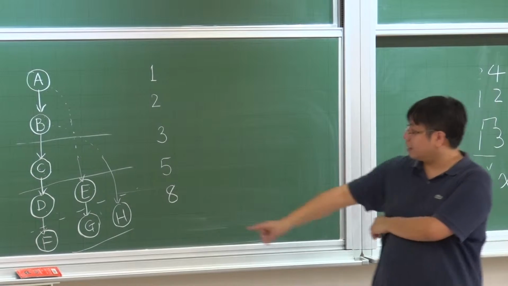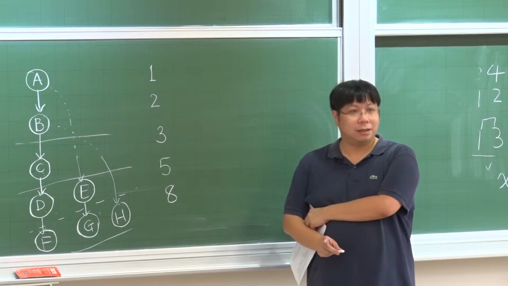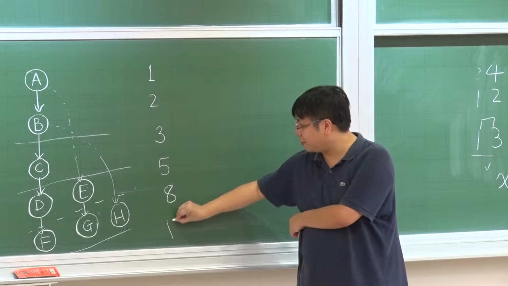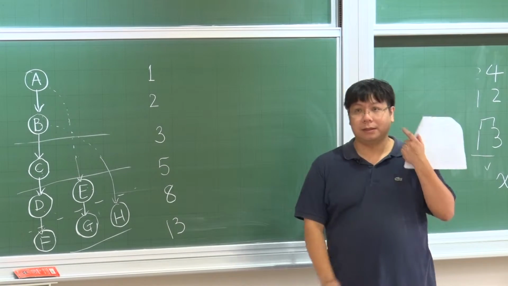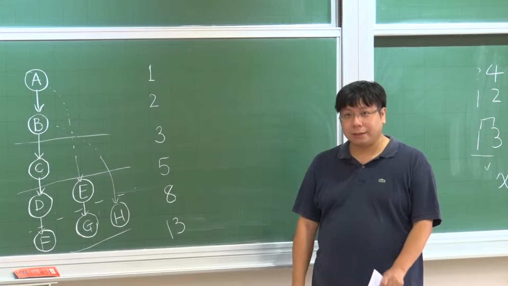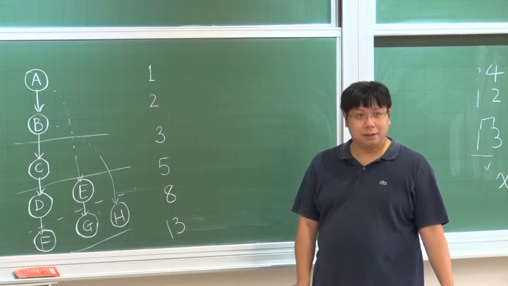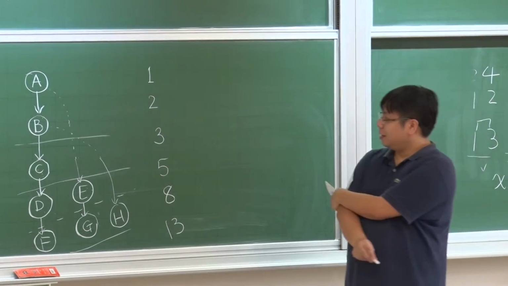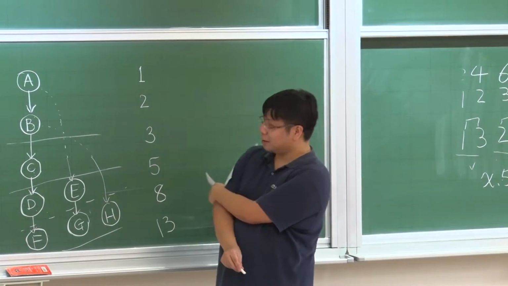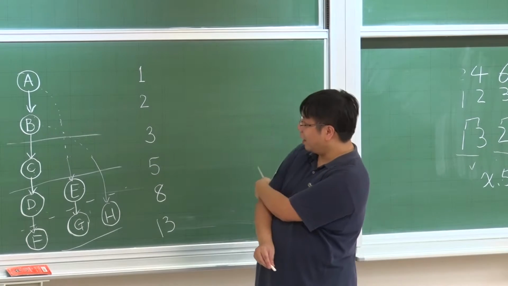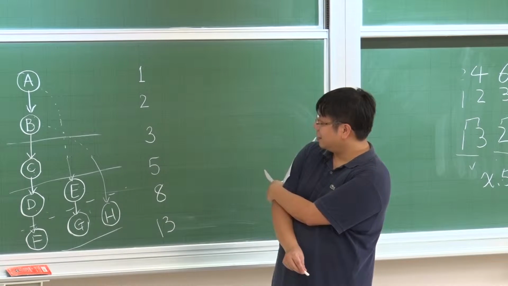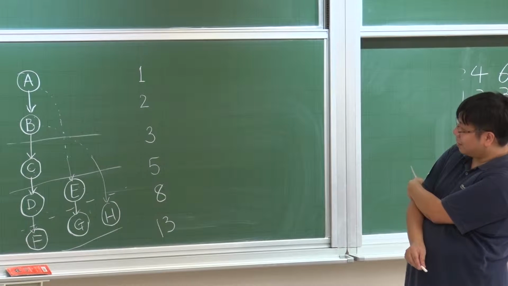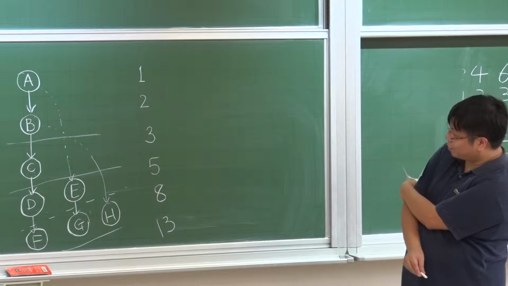So what is the next number? And why? The next number, I will tell you, it is going to be 13. But why? How do you get this 13? Is there a way to reason? Yeah, how? Why? This looks a little bit difficult to look at.